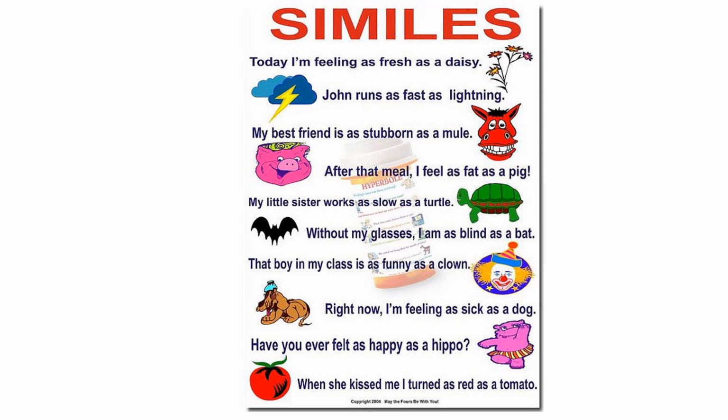When she kissed me, I turned as red as a tomato. So we're comparing the person who's talking to a tomato because they're both red. Instead of saying when she kissed me, I turned red, we can say I turned as red as a tomato. So here they all have the word as. Of course, they can also have like inside of them to make them a simile. So there has to be as or like.